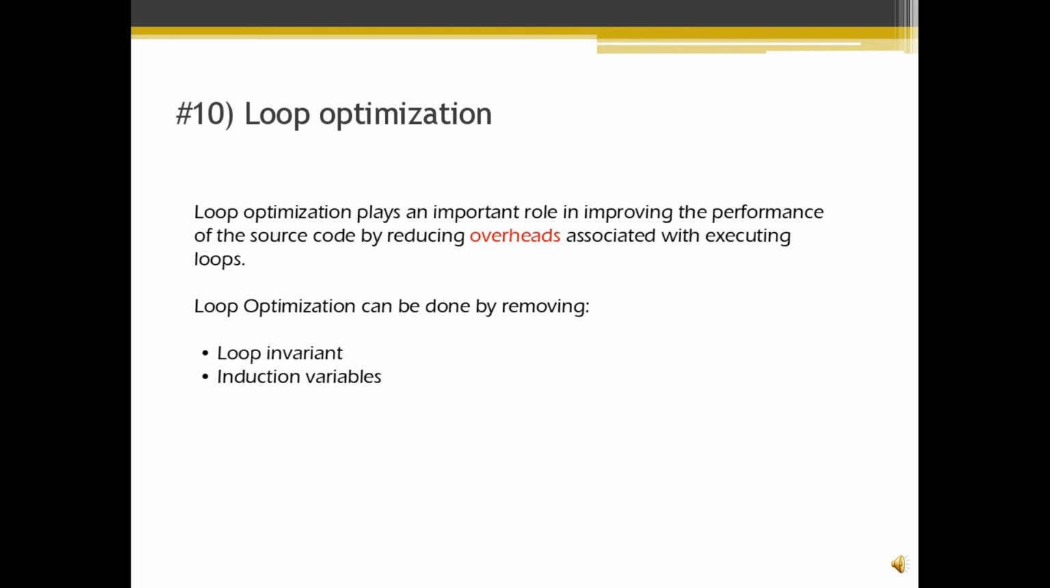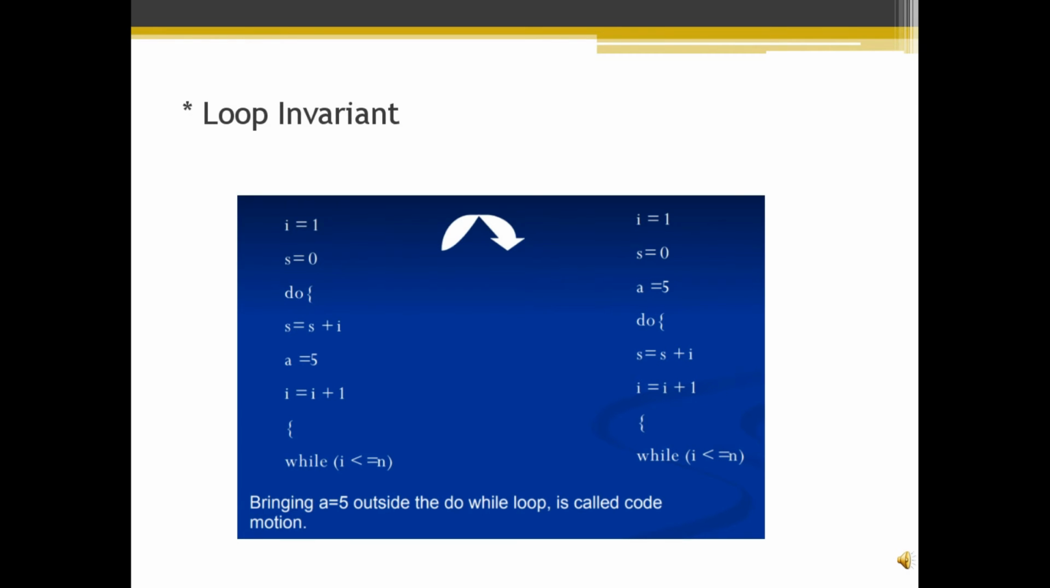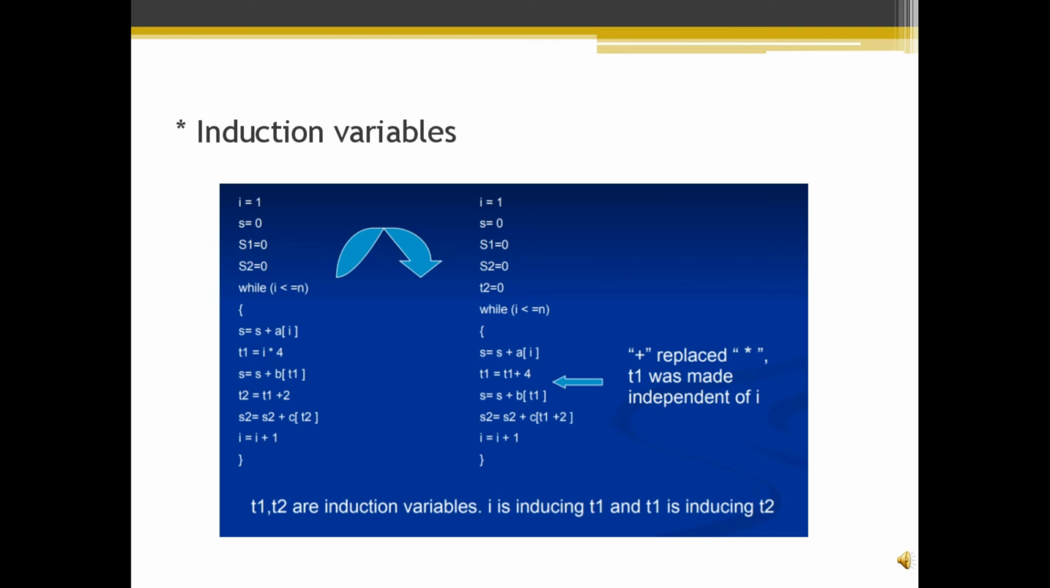Loop optimization. Loop optimization plays an important role in improving the performance of the source code by reducing overheads associated with executing loops. Loop optimization can be done by removing loop invariant and induction variables. An example of loop invariant. An example of induction variables.